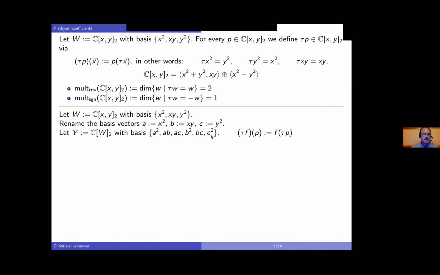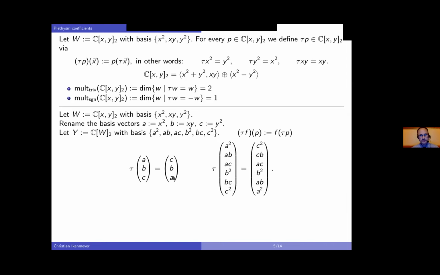You can think of those as homogeneous degree 2 polynomials, but the variables here are actually also the monomials in your original polynomial. It's a 6-dimensional vector space, and there's a natural way of defining, with what is called the canonical pullback, an action on this 6-dimensional space by already having an action on the 3-dimensional vector space. So tau f is defined by its evaluation at p: I evaluate f at tau p. It's exactly the same as we did here.